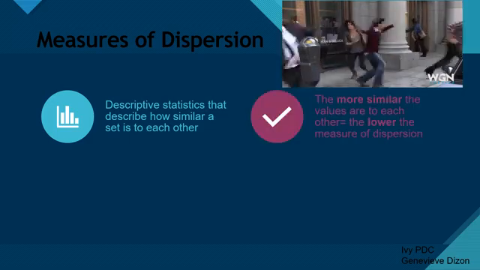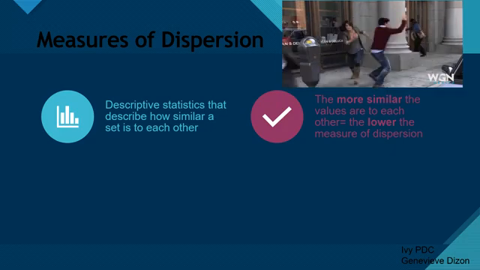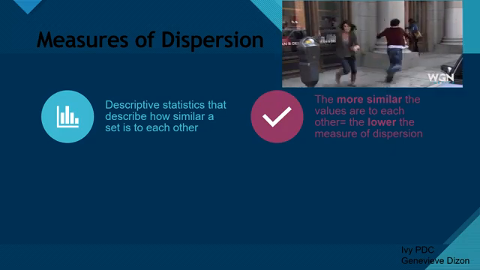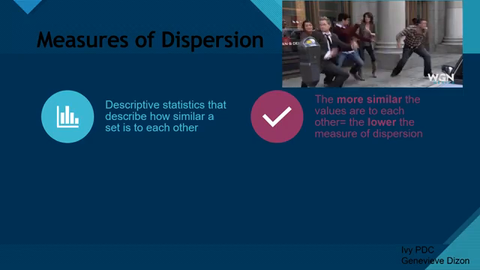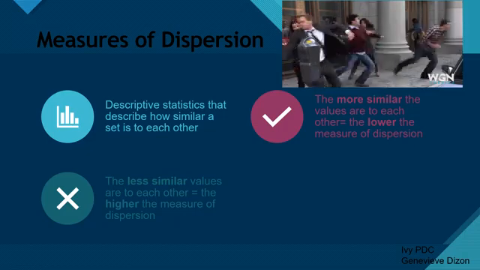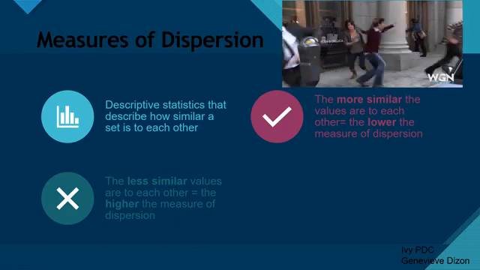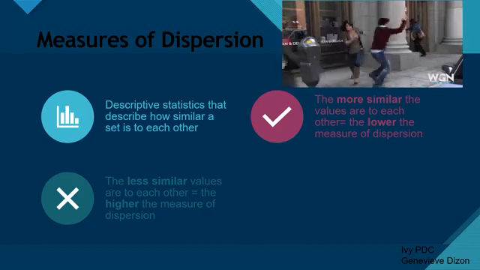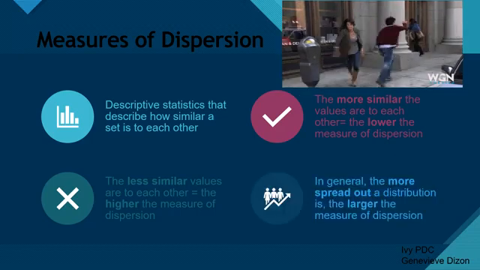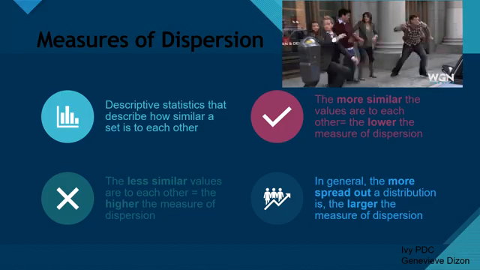General characteristics: the lower the measure of dispersion, the more similar the values are, because when there is a very low dispersion, they are not scattered. That means the values are very similar to each other. On the other hand, if there is a higher value for the measure of dispersion, this means that the values are not similar with each other. In general, the more spread out a distribution is, the larger the measure of dispersion.